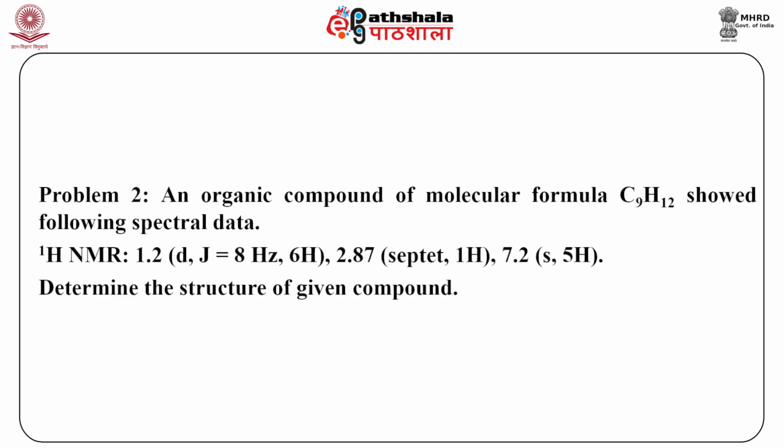An organic compound which has the molecular formula of C9H12 shows the following spectral data. In the proton spectrum, all values in ppm, we observe the first at 1.2 as a doublet with a J value of 8 Hz accounting for 6 protons, another signal at 2.87 ppm showing a septet with 1 proton, and another one at 7.2 with a singlet accounting for 5 protons. Now, we have to determine the structure of the given compound.